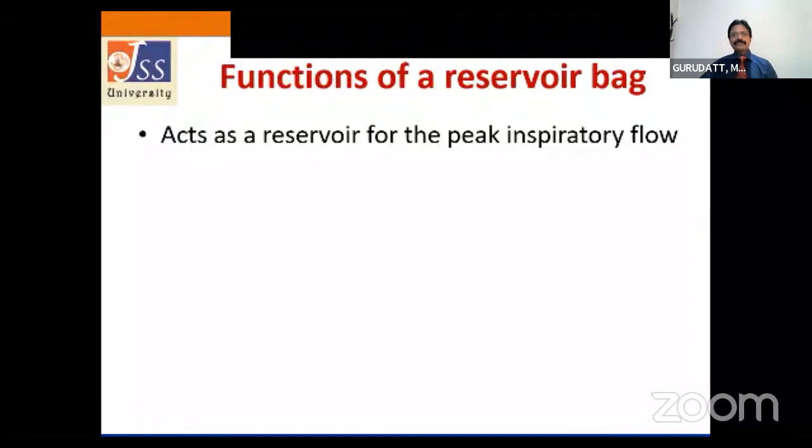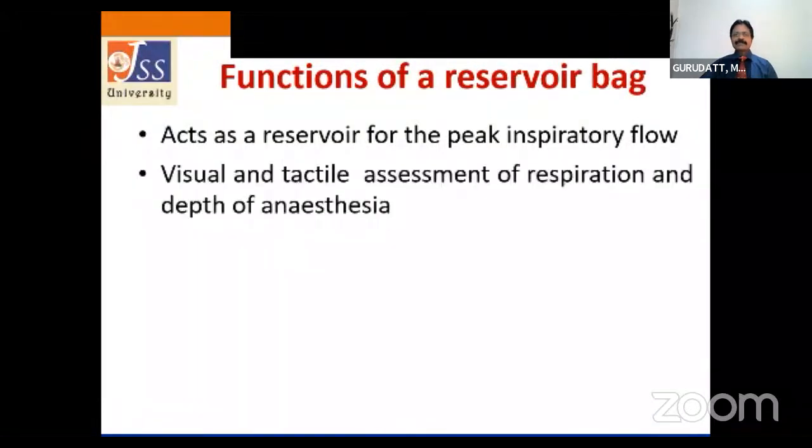The second function is visual and tactile assessment of respiration and depth of anesthesia. I still remember during our days when we used to leave these patients on spontaneous ventilation, we just used to hold the bag in our hand. Once we are holding the bag in our hand, we need not look at the bag to know what depth of anesthesia the patient is in and whether he is adequately breathing or not. So this is a very important function of the bag.